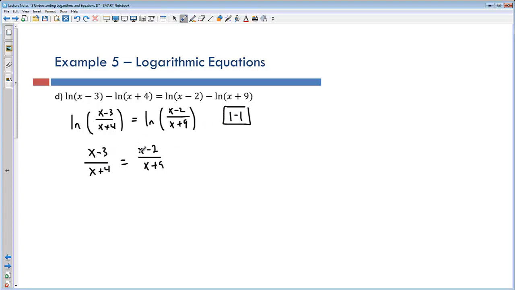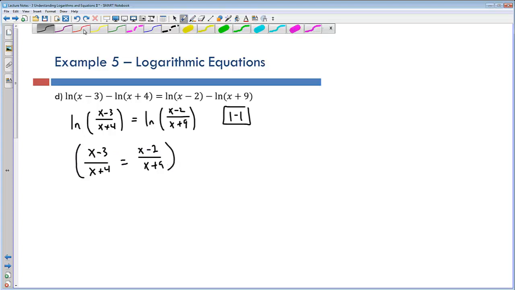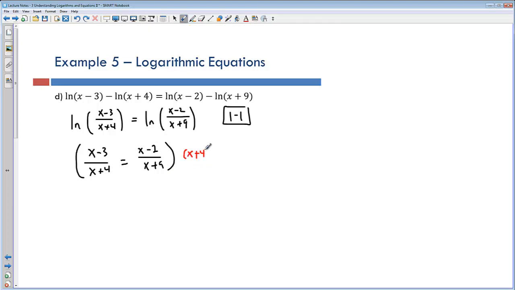And then we have a rational equation now, so now we can clear the denominators. So we'll just do this all in one fell swoop here. We'll just multiply the whole thing by x plus 4 and x plus 9. So everything gets multiplied by this. You multiply this side by that, and this side by the same thing. And what's going to happen on this side is the x plus 4s are going to cancel. So you're just going to get x minus 3 times an x plus 9.